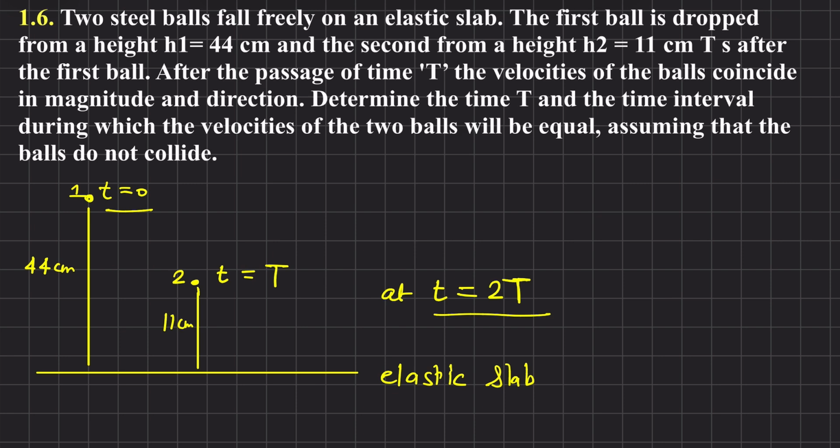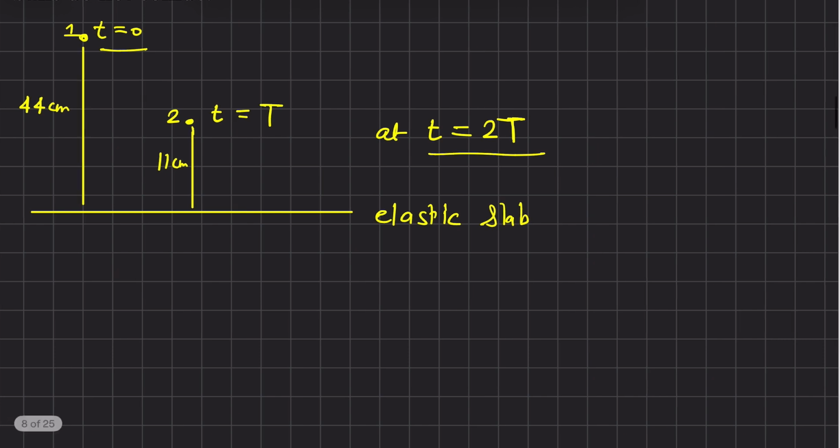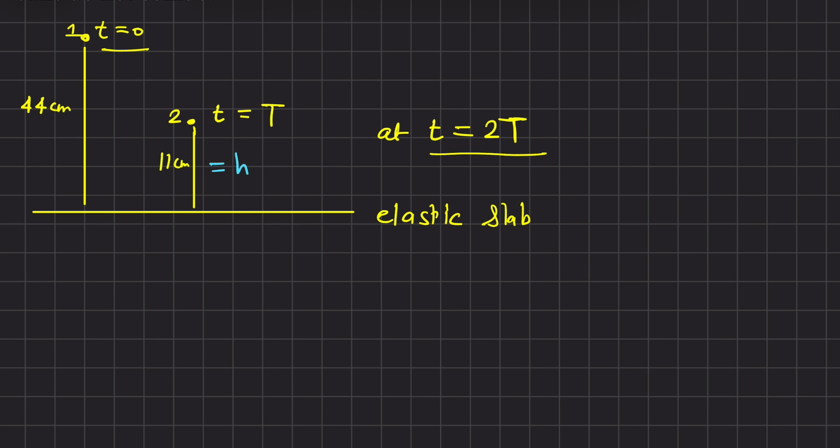So let's start discussing this question. What I'm going to do, guys, is say that if this height is h, then this height can simply be written as 4h. I'm going to do everything first in terms of parameters.